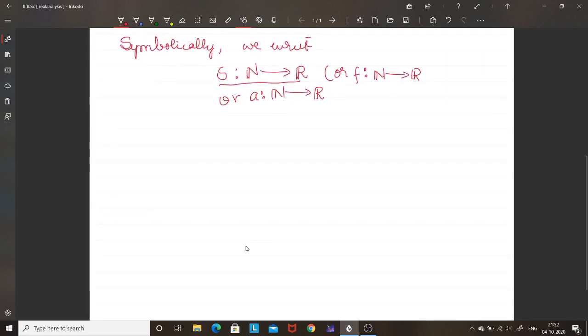Okay, let us see the notations. Let s from N to R be a sequence. The image of n, where n is chosen from the set of natural numbers only, we can write as s1, s2, s3, and so on. These are the images of the natural numbers.